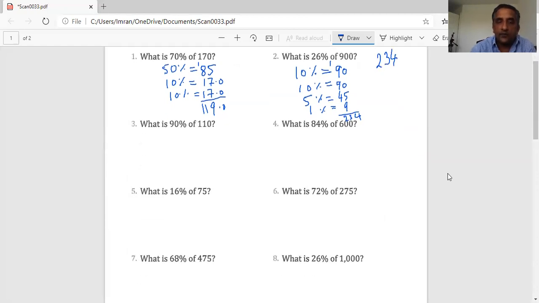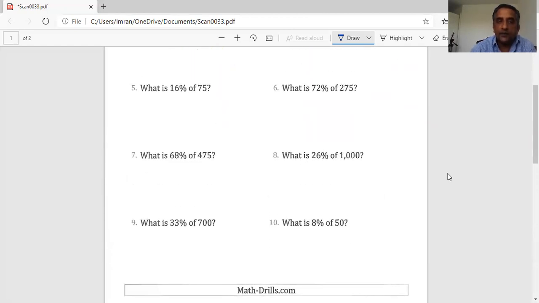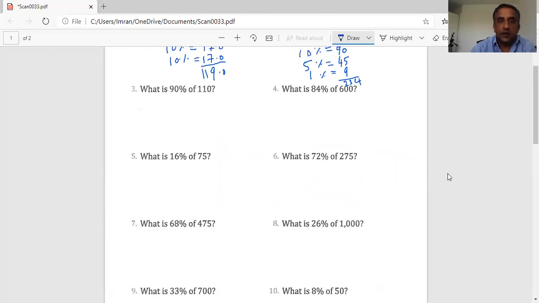Now we have to find 16%. In question number 3, we have to find 90%. It's very easy. You can find 50% and then 10% four times, so it will become 90%. I'm sure you can do it. I'm going to show you question number 4, which says what is 84% of 600. So what we do, we find 50%.